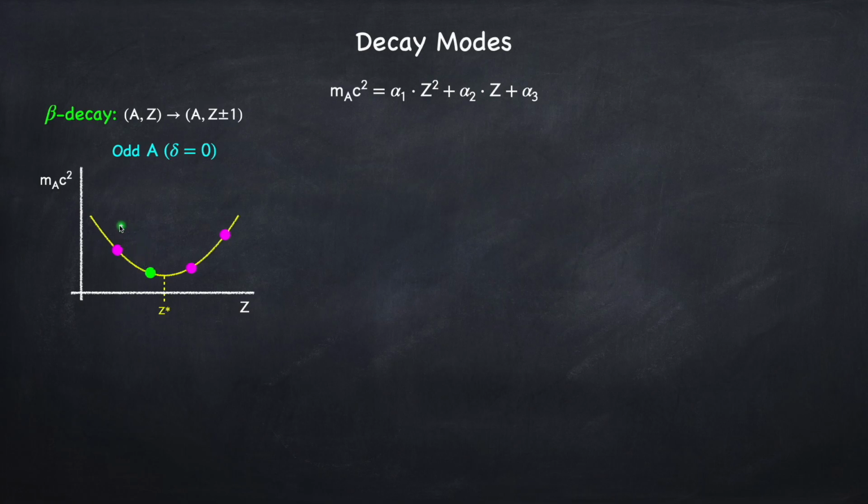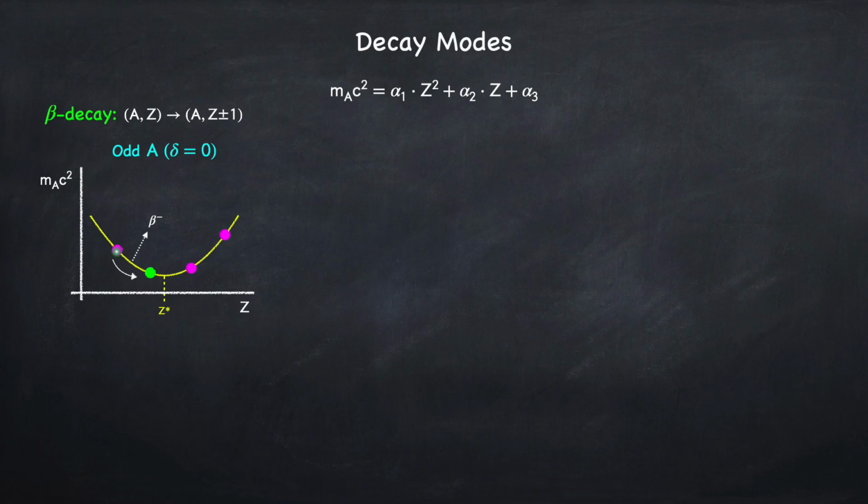Well, let's take a look at this guy right here first. It has a lower value of Z than the stable nucleus, meaning it has one less proton than the stable nucleus. Each nucleus on this parabola differs from its neighbor by one proton. So this one wants to have an extra proton. So how does it do that? It emits a beta minus, and in the process, converts a neutron into a proton.